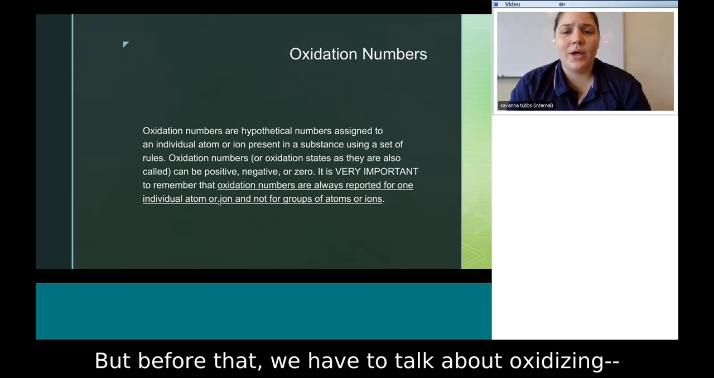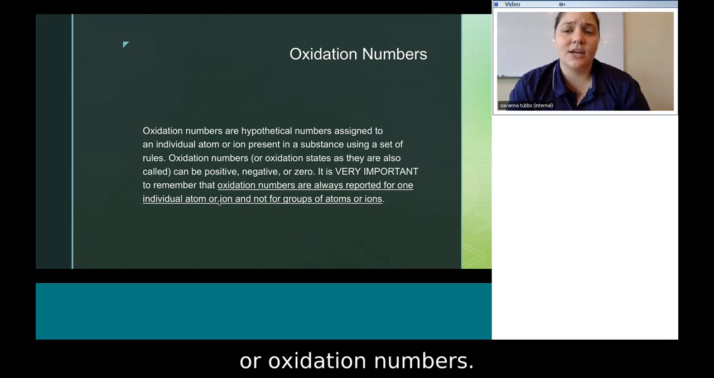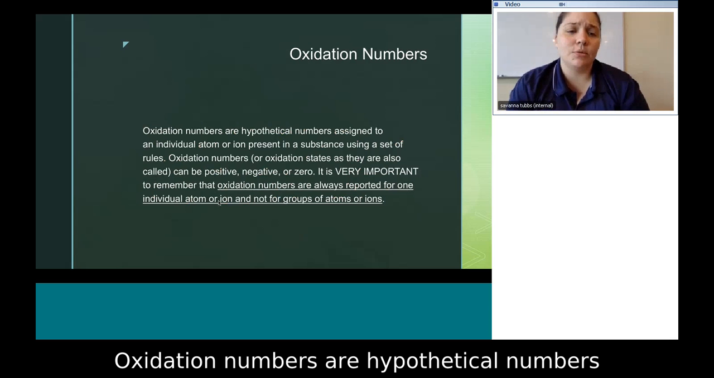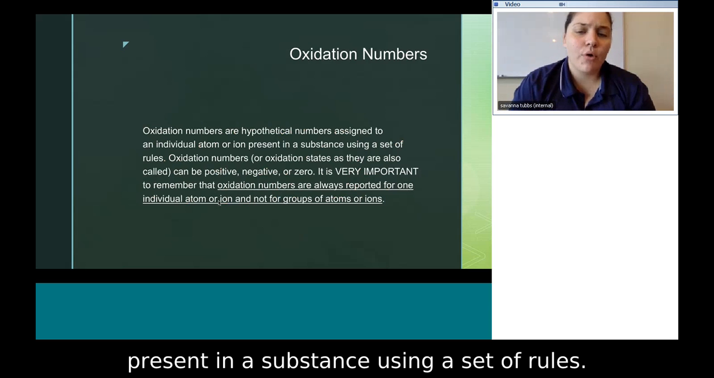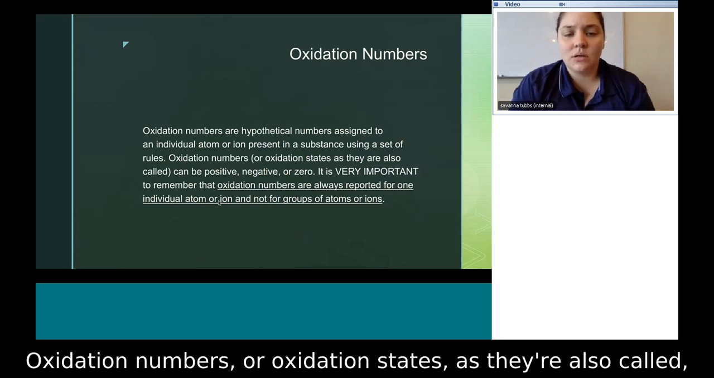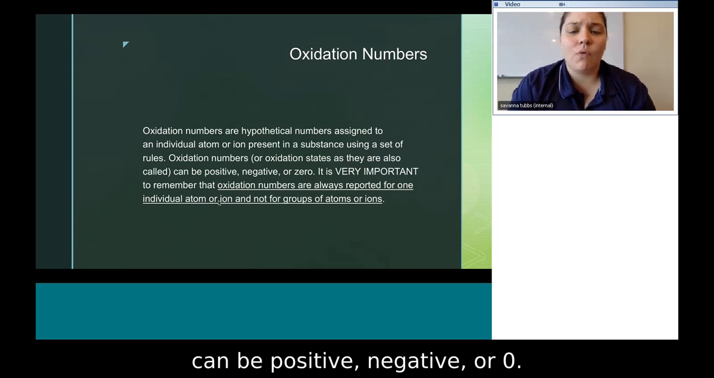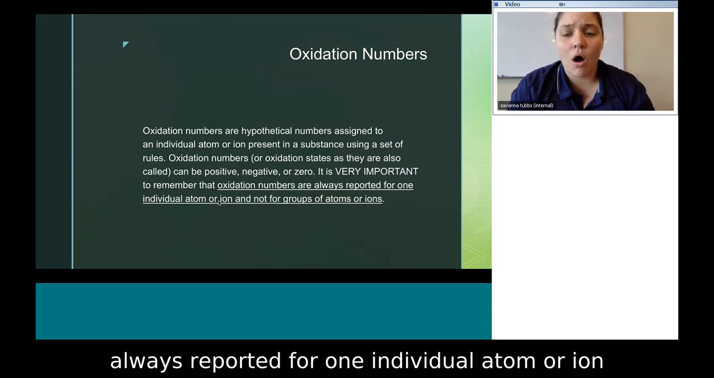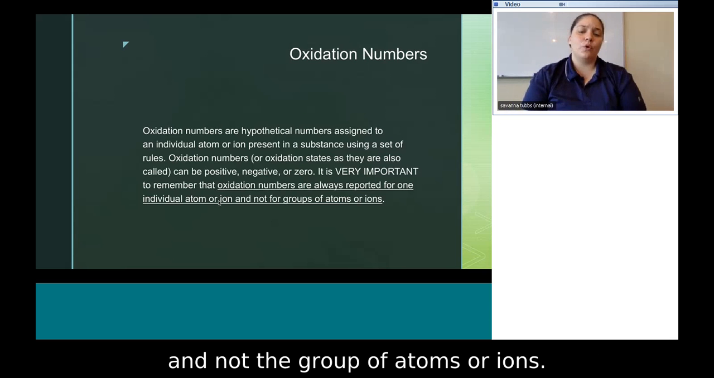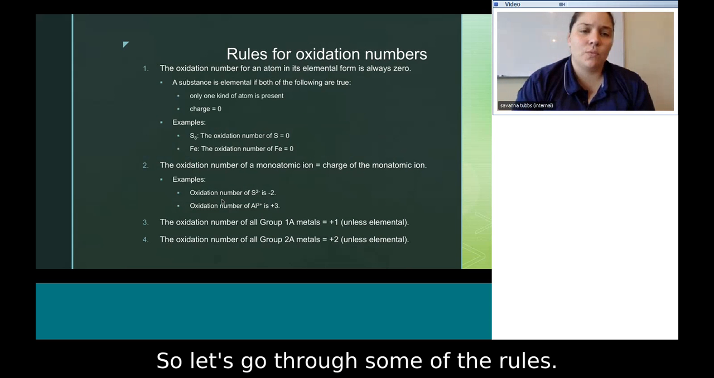But before that, we have to talk about oxidation numbers. Oxidation numbers are hypothetical numbers assigned to an individual atom or ion present in a substance using a set of rules. Oxidation numbers, or oxidation states as they're also called, can be positive, negative, or zero. It's very important to remember that oxidation numbers are always reported for one individual atom or ion and not the group of atoms or ions. So let's go through some of the rules.